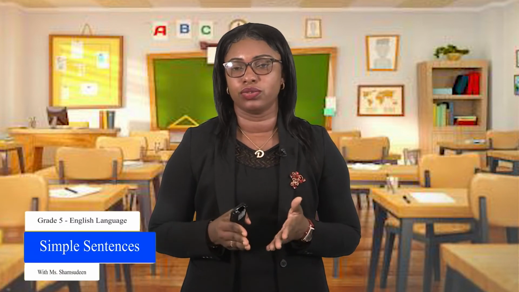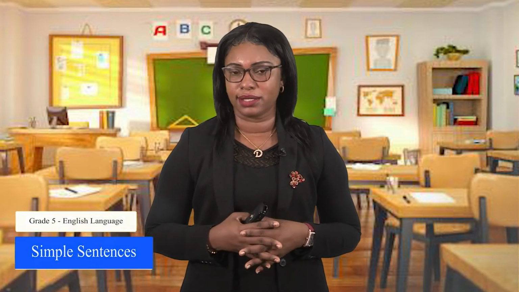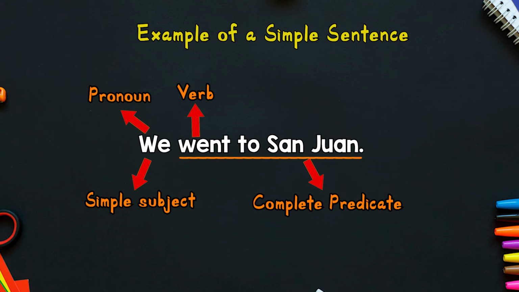And I'm sure that you would remember your lesson that you did all of these things individually in. You would have done work on verbs, you would have done work on prepositions and prepositional phrases as well. So in this simple sentence, we have the subject being the pronoun, and we have the complete predicate being made up of the verb and the prepositional phrase, which is went to San Juan. Our simple sentence is, we went to San Juan.